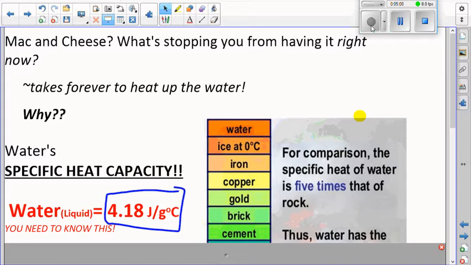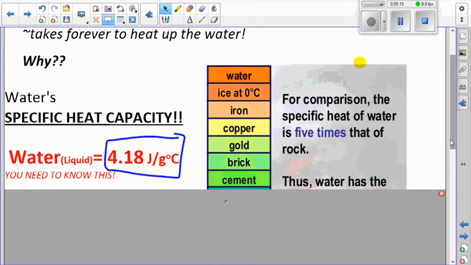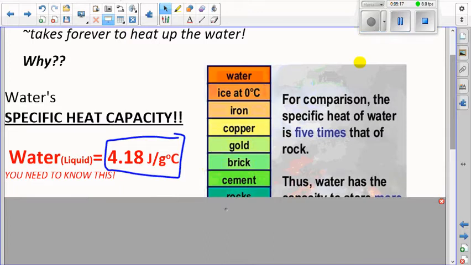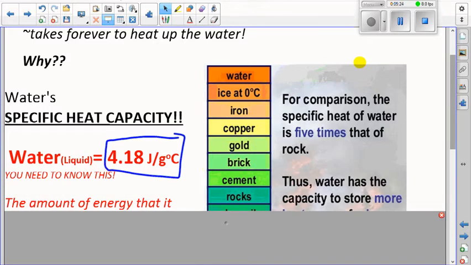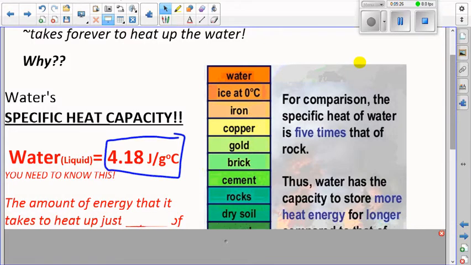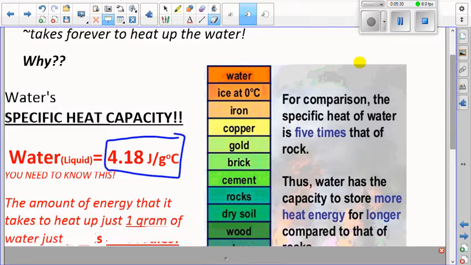You'll need to use this. I will put it on your first worksheet when you're practicing, but you will need to have this burned upstairs eventually. You don't have to write this out, but here's a sentence form of what 4.18 means for water. The amount of energy that it takes to heat up just 1 gram of water, just 1 degree Celsius, is 4.18 joules.